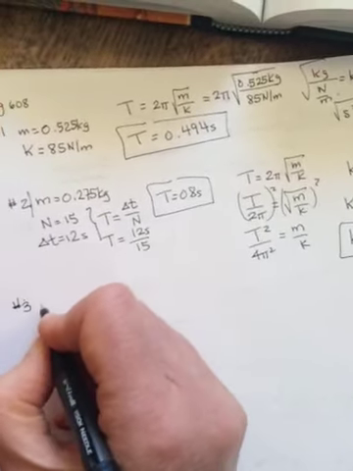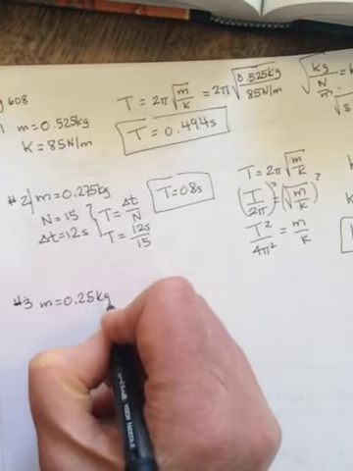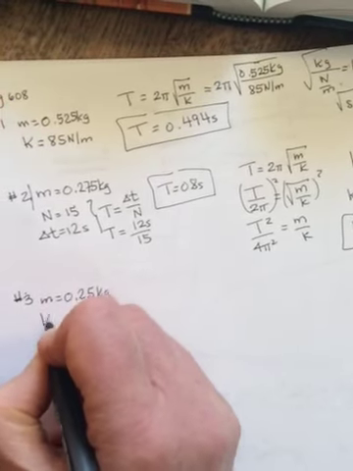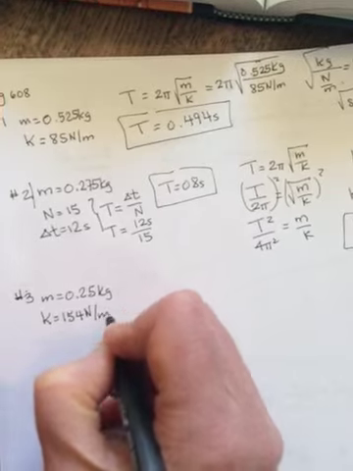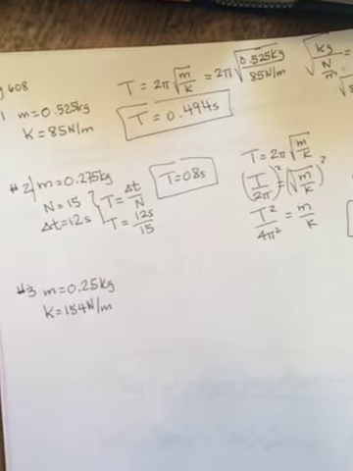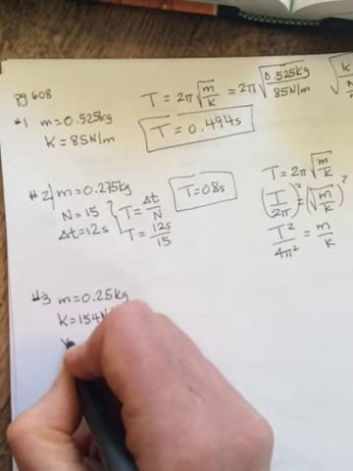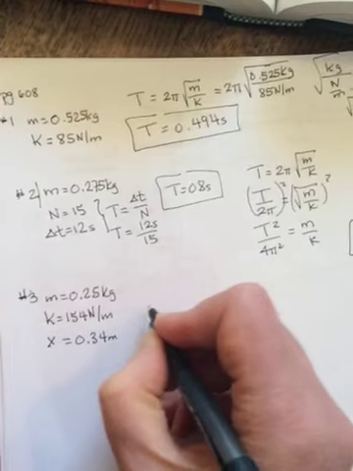Says a 0.25 kilogram mass is oscillating on the end of a spring, having a force constant, K, of 154 newtons per meter. Frictionless surface, the amplitude is 0.34, so remember that's your X. 0.34, that's how far you're pulling it out.